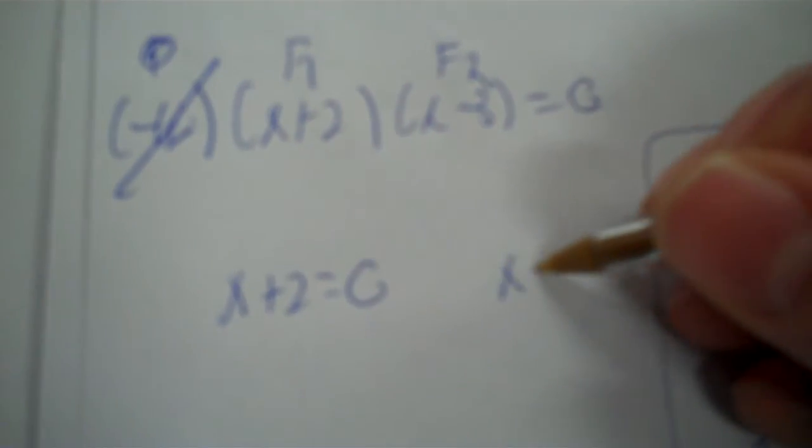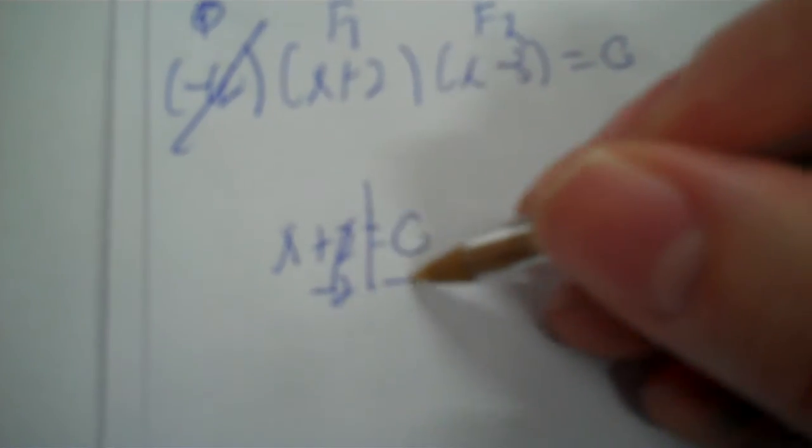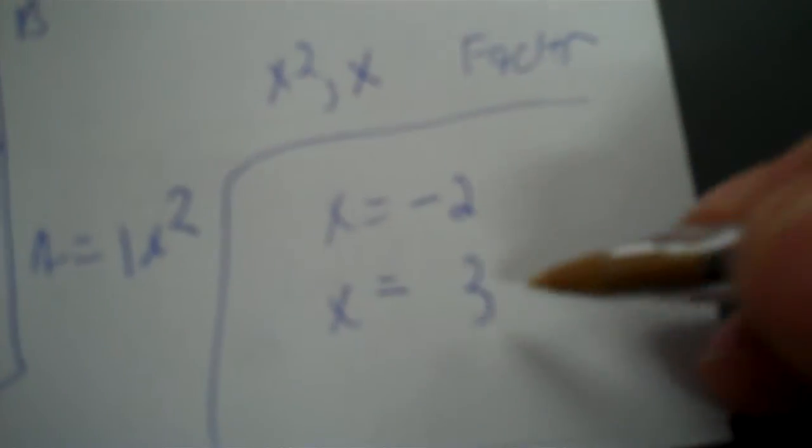F1, F2. Because remember, we only need 2 answers. So x plus 2 could equal 0. X minus 3 could equal 0. So I subtract 2, and that's negative 2. Then I plus 3, and that's 3. 3 is your higher value, so that's the second.